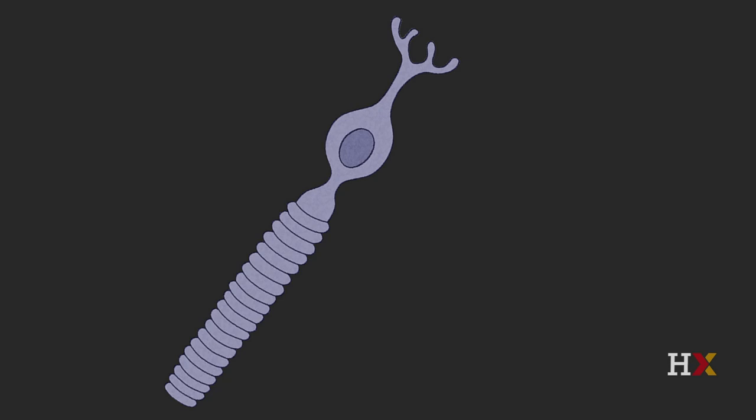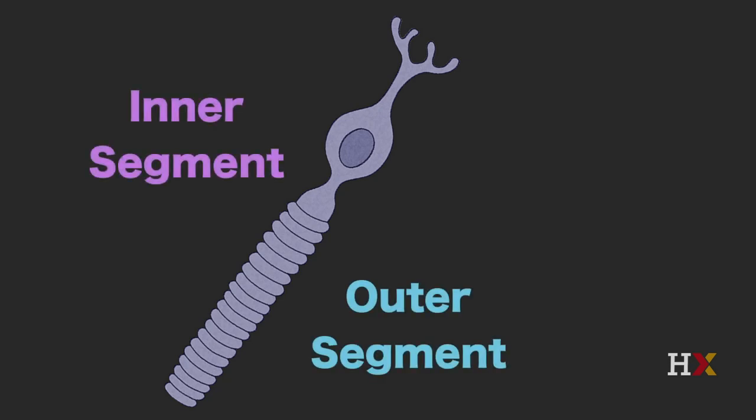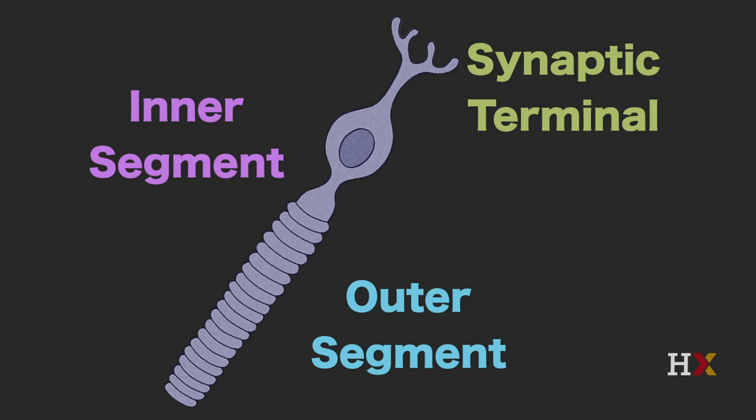While rods and cones are structurally similar, both types have an outer segment, inner segment, and synaptic terminal, they're functionally quite distinct. Rods have allowed us to detect low light levels that we encounter at dusk and dawn, while cones have evolved for higher light levels and for the detection of color between sunrise and sunset.